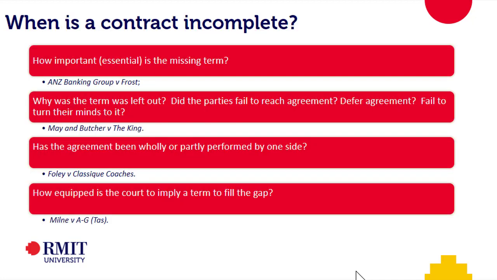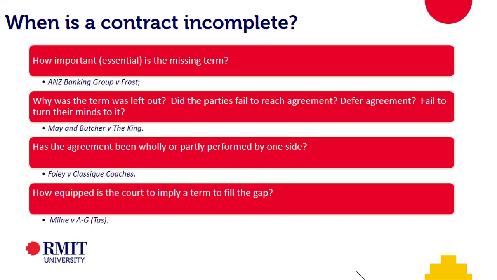So, a little grab bag of cases for you. When you're looking at completeness, think about how important or how essential the term itself is. I've used as authority there ANZ Banking Group and Frost, and that's not the case that we spoke about. Look at Luna Park, which will actually help you there as well. Why was the term left out? Did the parties fail to reach an agreement? Did they defer agreement? Did they fail to turn their mind to the issue?